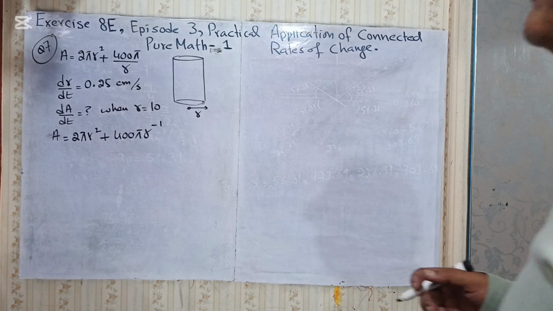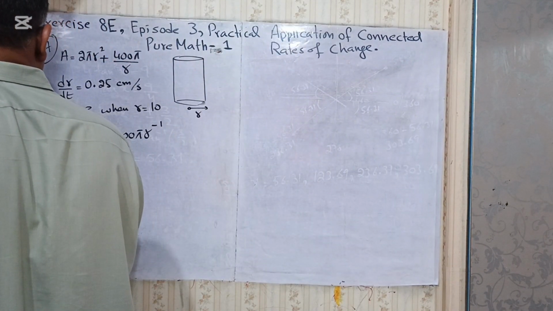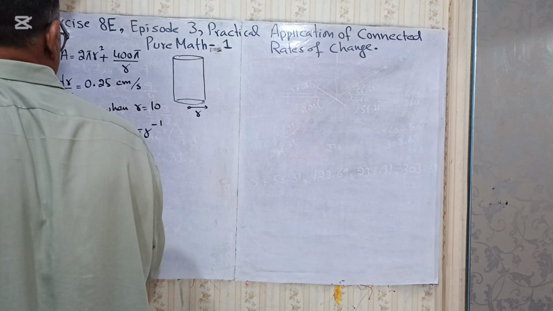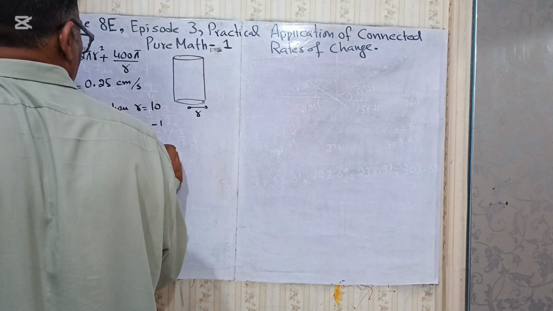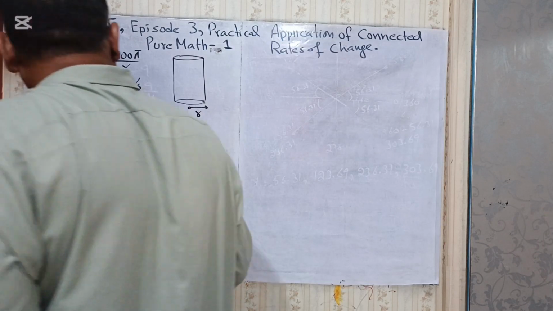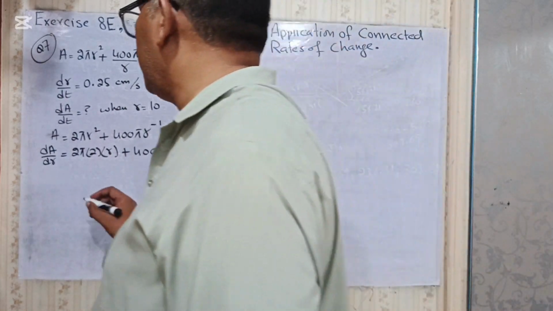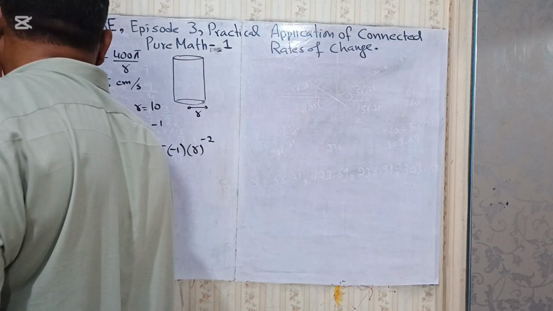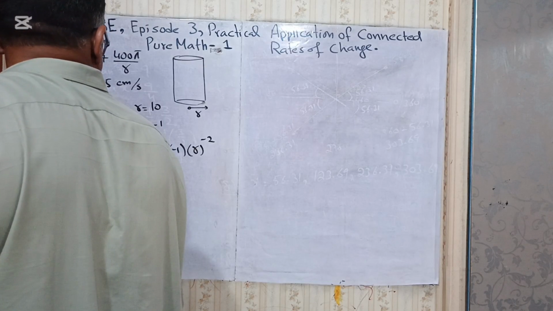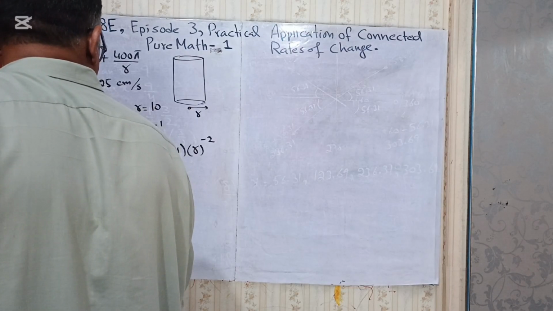Okay, so dA by dr. From here I will find out dA by dr, and that will be equal to 2 pi into 2 into r plus 400 pi into minus 1 into r raised to power minus 2. The power will be decreased by 1. Okay, so now this will become dA by dr equals 4 pi r minus 400 pi divided by r square.